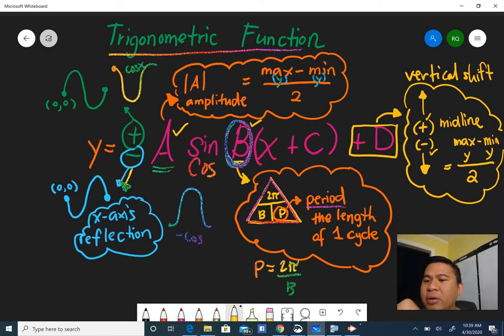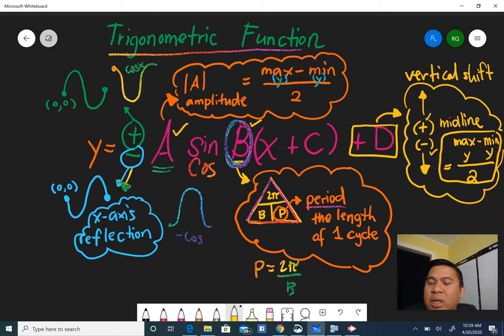Now, the formula for our midline is the following. That's the maximum y value plus the minimum y value all over 2. As you may see, it's almost similar to our amplitude, but instead of subtracting, we are adding. So again, the midline is maximum y plus minimum y all over 2, while the amplitude is maximum y minus minimum y all over 2.